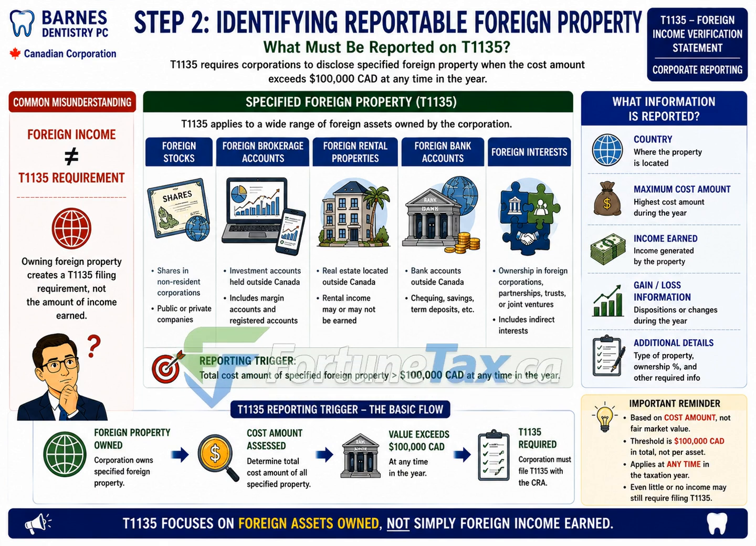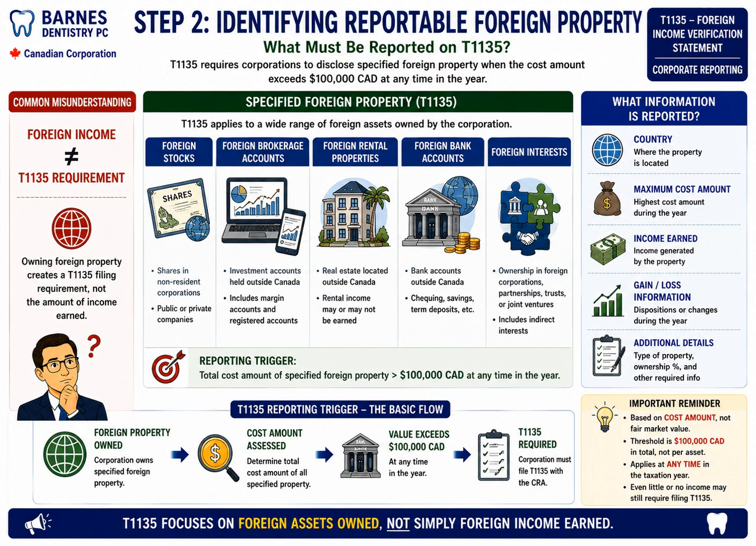The third item is income earned from the property. If the foreign asset generated interest, dividends, rent, or other income, that information may need to be disclosed. The fourth item is gain or loss information. If the property was sold or otherwise disposed of during the year, relevant gain or loss details may be required. And finally, additional identifying information may also be reported depending on the type of property involved.